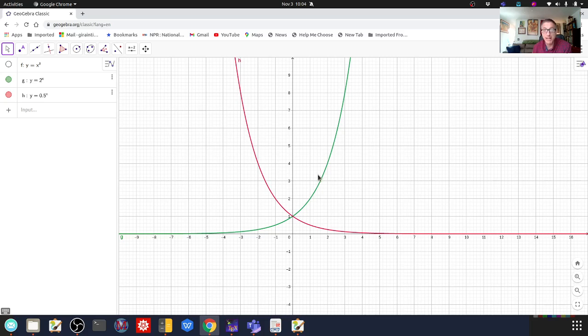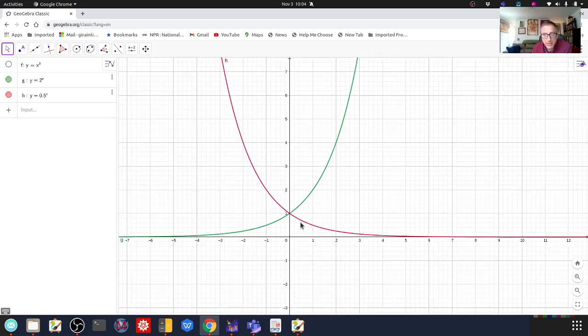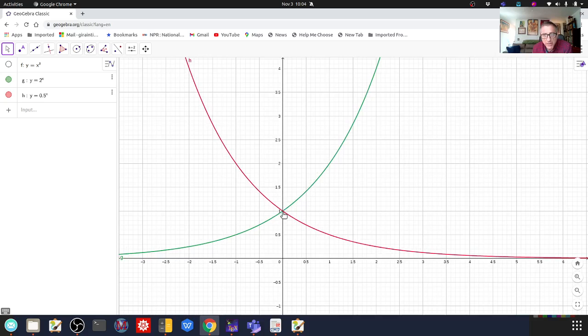That means, by definition, the function y is equal to 2 to the x, which is the green function, has an inverse function. Now the graph of y is equal to 1/2 to the x, which is the graph in red here, is a decreasing function over its entire domain. And indeed, it also has an inverse. And look right here where the y-intercept is. It's f of 0, which is 0, 1.